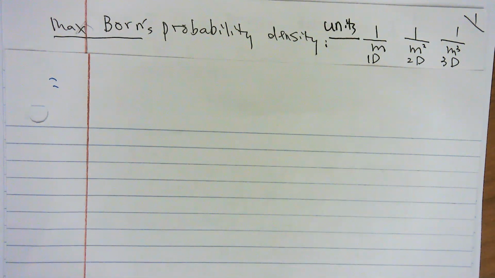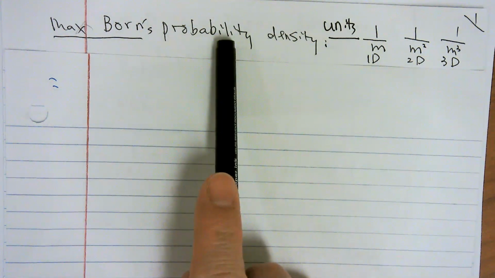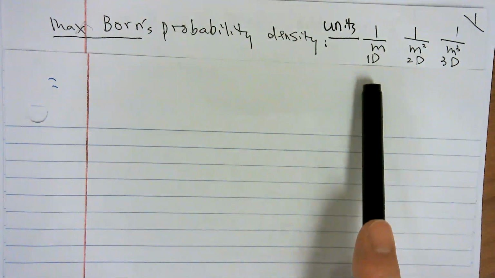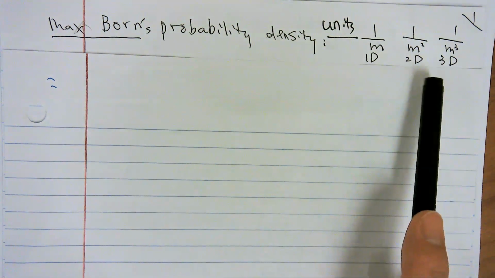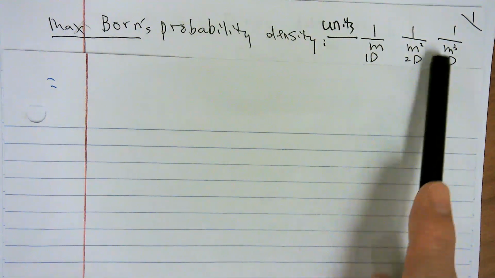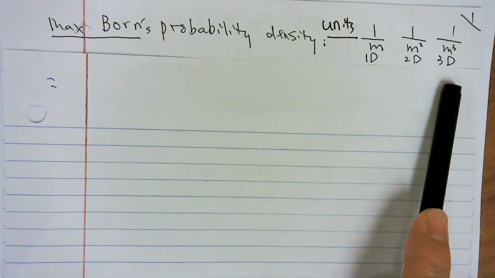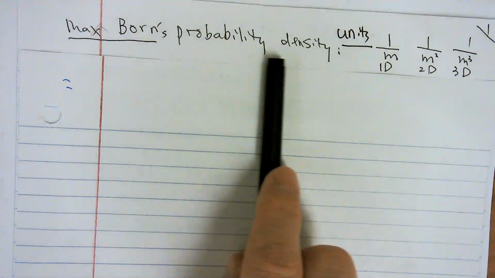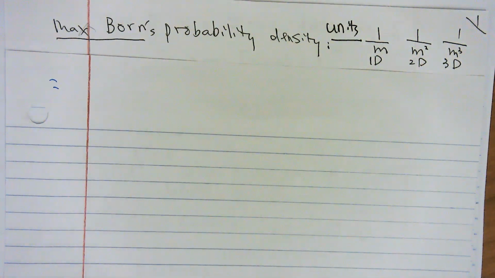So let's get started. First, the Max Born probability is a density, so therefore it has units. If you have just one dimension, it will be 1 over meter. If you have two dimensions, it will be area, 1 over meter squared. Three dimensions, 1 over cubic meter. That means the density. If you only have the probability, then you do not have units. Probability is just a percentage over something.